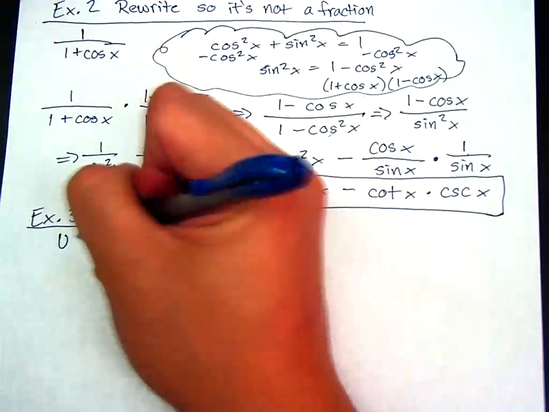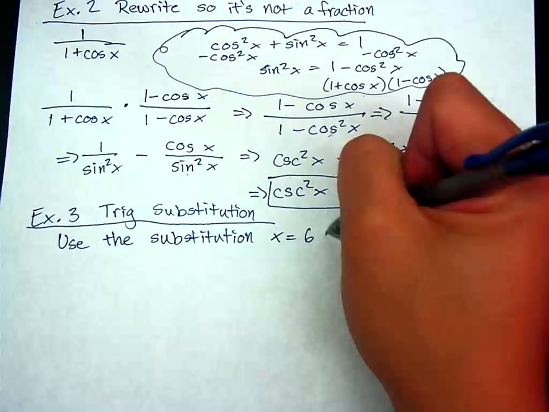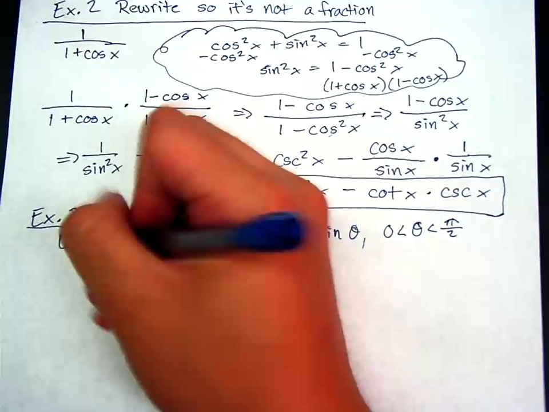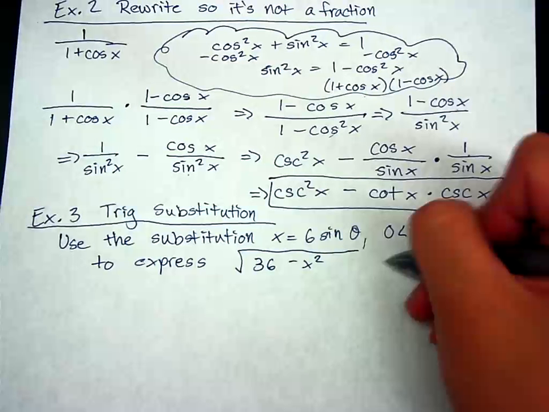So it says to use the substitution x equals sine theta, with theta being between 0 and pi over 2, to express this expression, square root of 36 minus x squared, as a trig function.